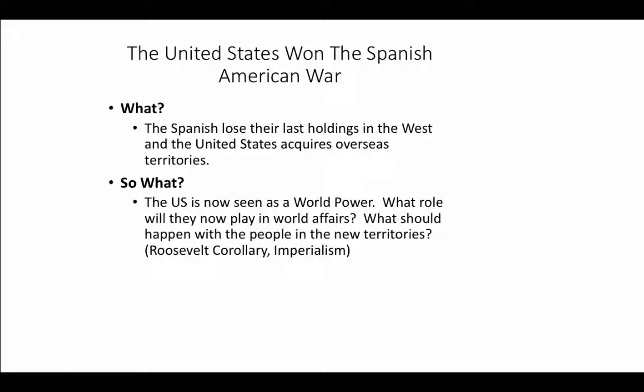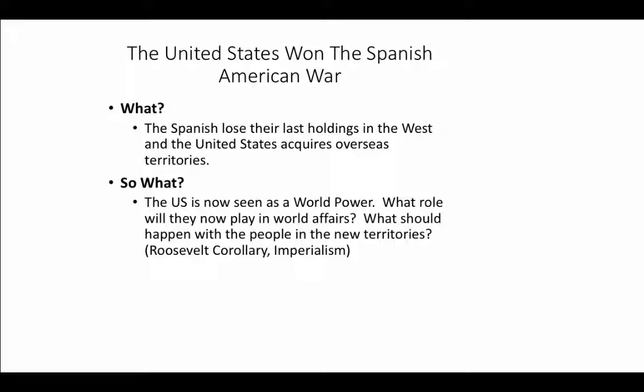So what? The U.S. is now seen as a world power, and I know that's an argument some people would dispute, saying that's after World War II or whatever. But I don't think you can say that they're not on the scene now. But then, as a world power, how much should the U.S. actually be involved in world affairs? And with all of these issues, you could bring in some proper nouns or key terms, like the Roosevelt Corollary and imperialism.